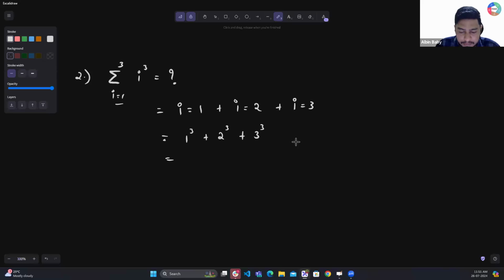So what will be the answer? What will be 1 cube? 1 cube will be 1. What will be 2 cube? 8, 2 times 4, 4 into 2, 8. Yes. 3 cube, 3 into 3 into 3, that is 3 3s are 9, 9 into 3, that is 27. And what will be the sum? 36. Great. You guys are smart.